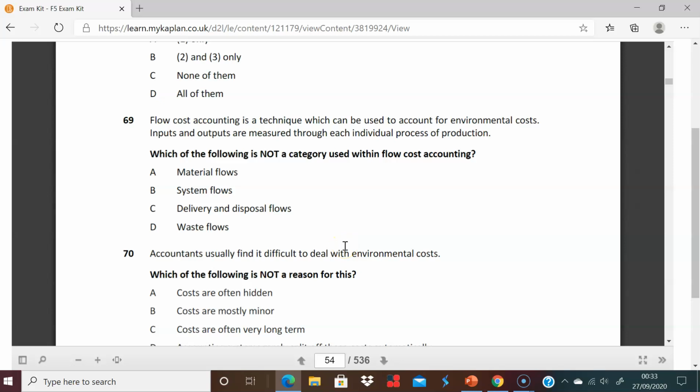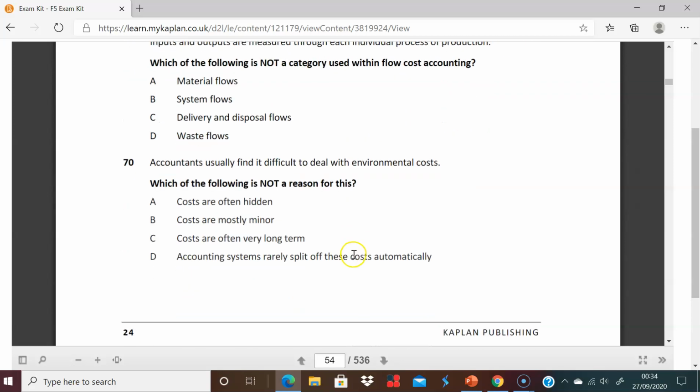Flow cost accounting is a technique which can be used to account for, yes, again, this is just repeating what we've just said. The main categories are material, system, delivery, and disposal. We don't have anything such as waste flows. These are the three main ones that we have with flow accounting. And finally, accountants find it difficult dealing with environmental costs because we can't quite trap them. The difficulty is they're hidden, they're minor, they could be long-term, but it says accounting systems rarely split off these costs automatically.